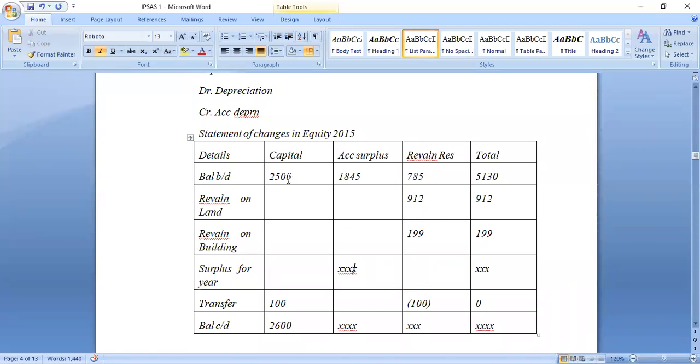If there were any transfers within equity sections, say you transferred 100,000 from revaluation reserve to capital, this is what you do. You credit capital and debit revaluation reserve. That's why one is negative and the other positive. And then after including all changes, you take the opening balance plus all changes to come up with a closing balance, for surplus, for revaluation reserve, and for totals. And you're done.